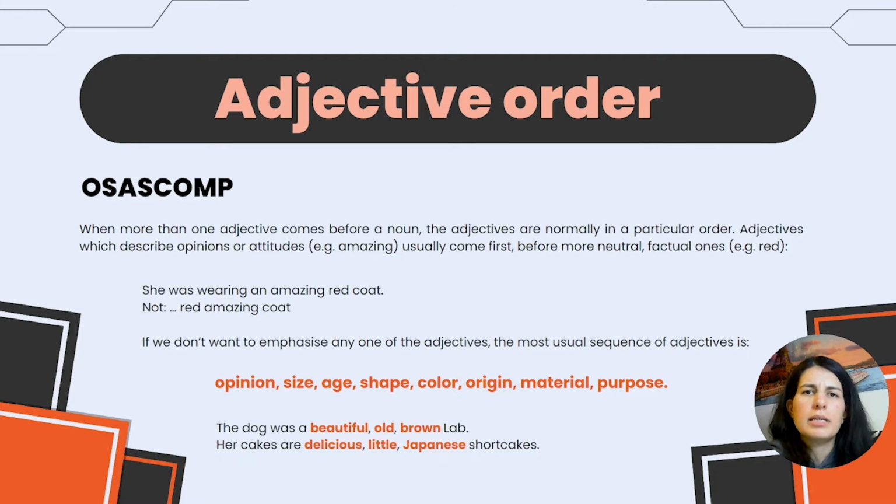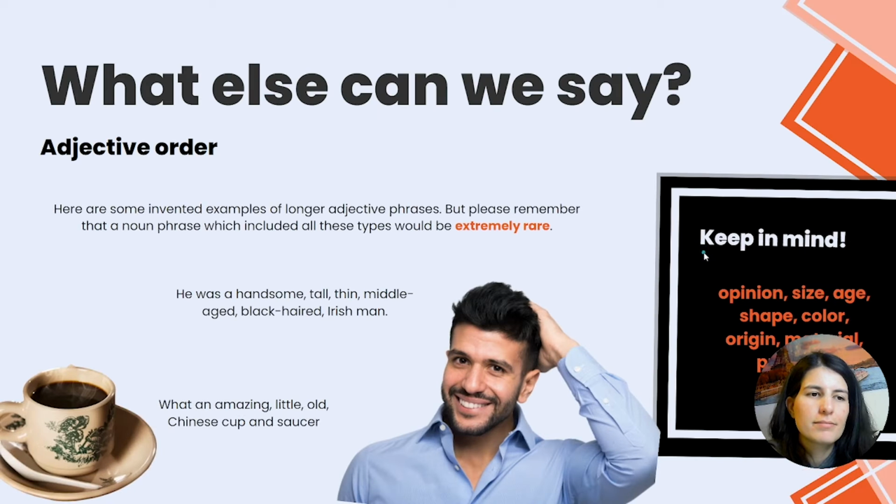But let me tell you something, guys. Even though the order here is very important, you gotta keep in mind that most of these sentences that contain a lot of adjectives are not very common. Okay, so here's a list of possible things that we can do, but that aren't actually that common. So, like I said before, these types of sentences are extremely rare, okay? But they are completely possible.